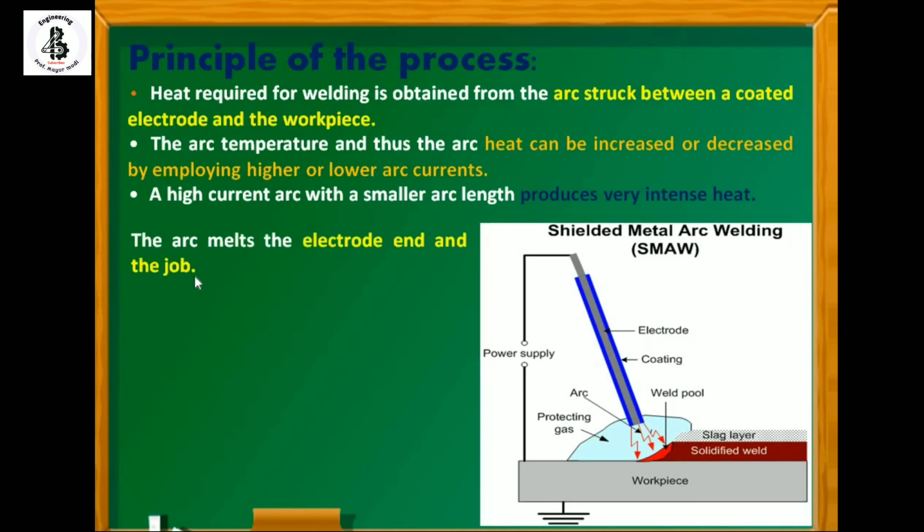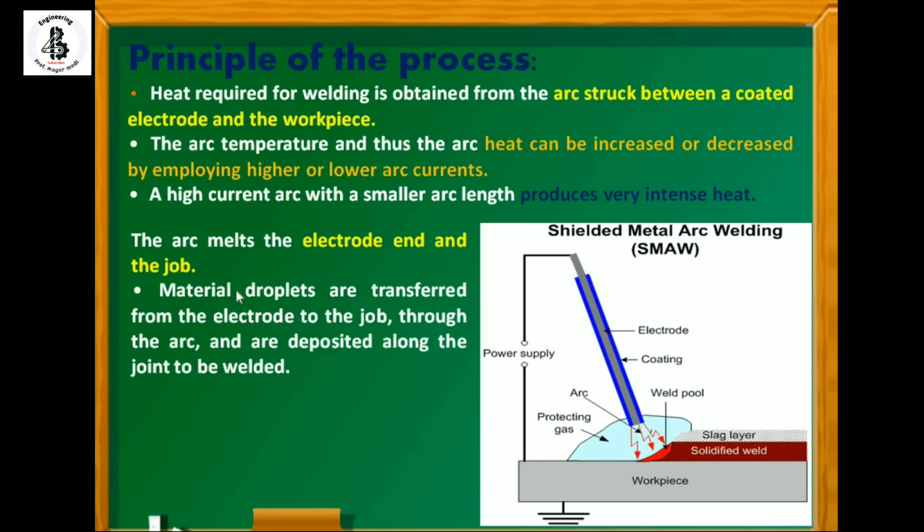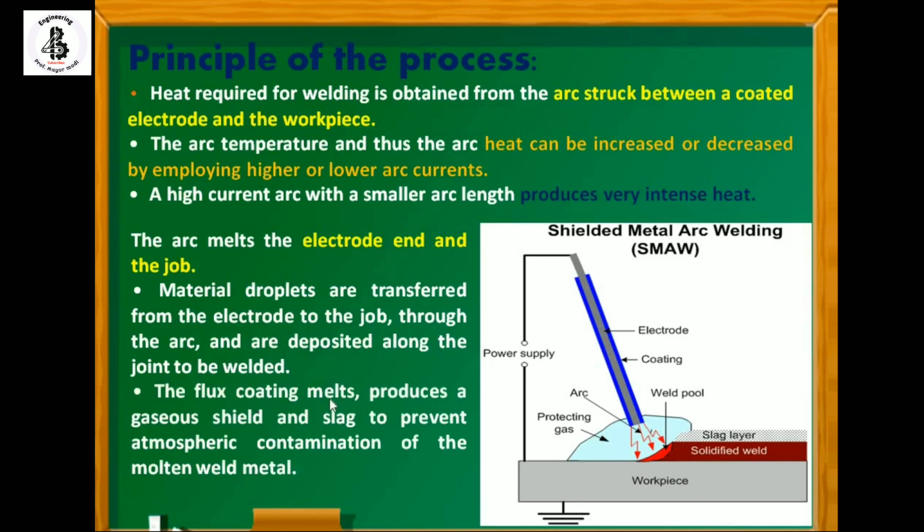The arc melts the electrode and the job, or you can say workpiece material. The material droplets are transferred from the electrode to the job, or you can say into the gap between the base metals, through the arc, and are deposited along the joint to be welded. The flux coating melts to produce a gaseous shield and slag to prevent atmospheric contamination of the molten weld metal, as we already discussed.